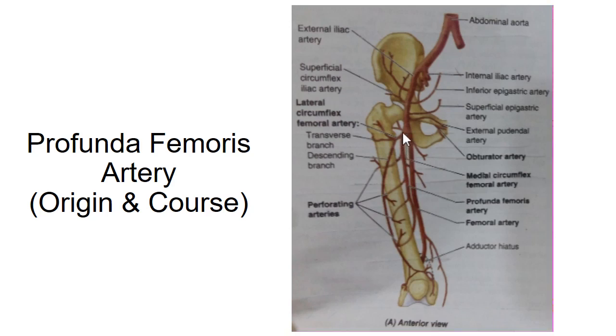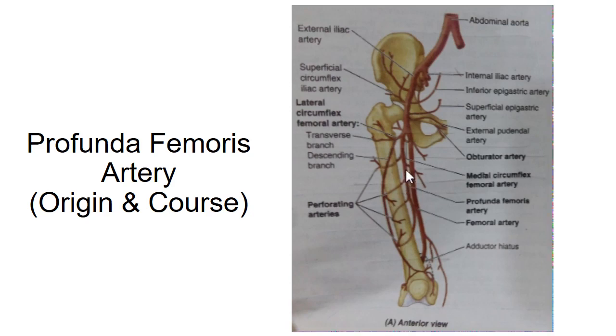It arises from the lateral side of femoral artery about 4 cm below the inguinal ligament. This is origin point of profunda femoris artery, 4 cm below the inguinal ligament. Its origin lies in front of iliacus muscle. As it descends downward, it lies posterior to the femoral vessels. It leaves the femoral triangle by passing deep to adductor longus muscle.